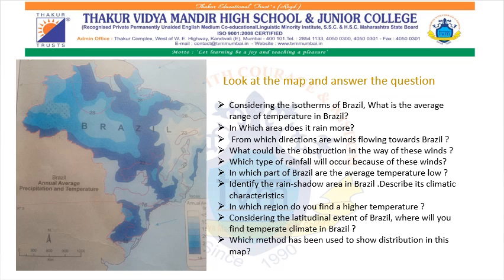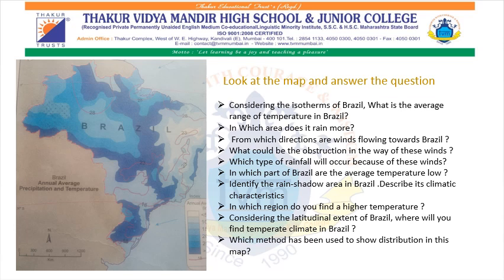The first question is, considering the isotherms of Brazil, what is the average range of temperature in Brazil? So you can see the isotherms showing you the temperature. The average temperature range of Brazil is between 18 degrees Celsius to 28 degrees Celsius. The next question is, in which area does it rain more? It rains more in the Amazon River Basin in Brazil.